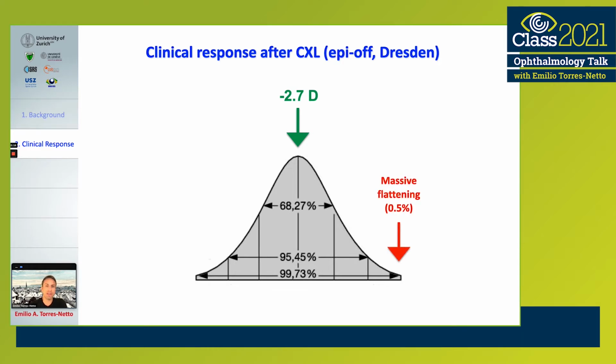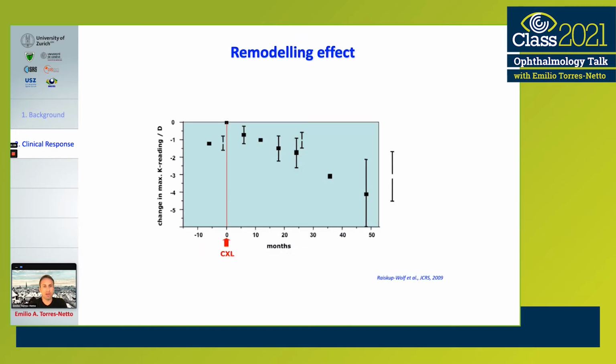However, there are some cases in which we see a massive flattening. They are not so frequent, but there are also some cases in which we see failure. Normally what we see is a flattening that starts a year or more after cross-linking and then afterwards stabilizes.